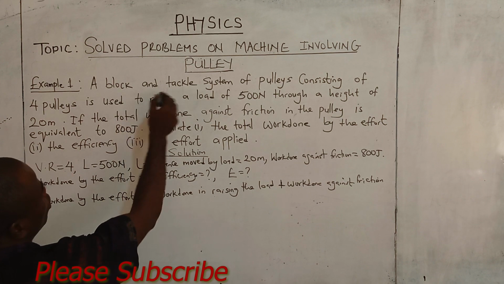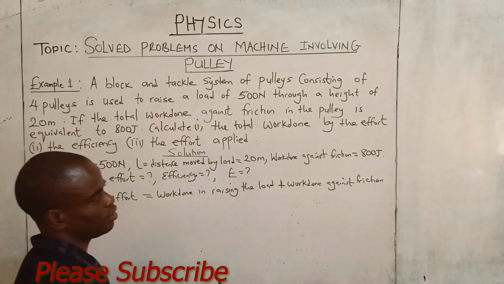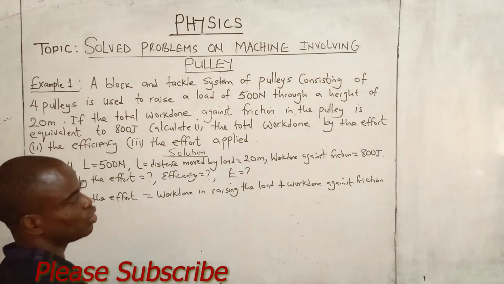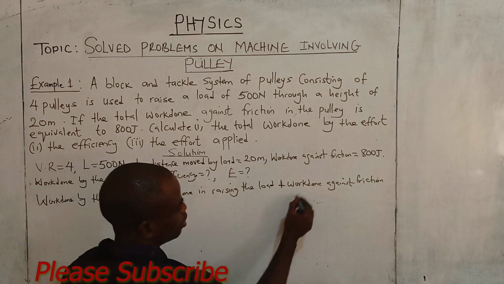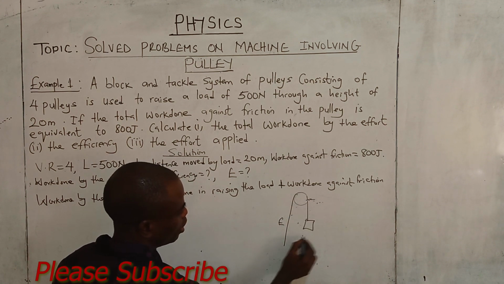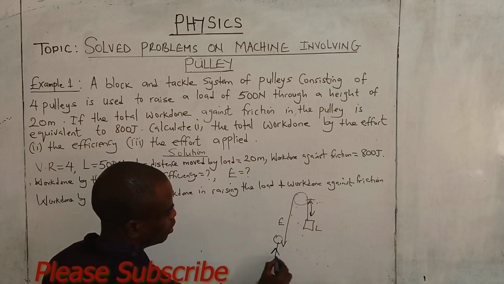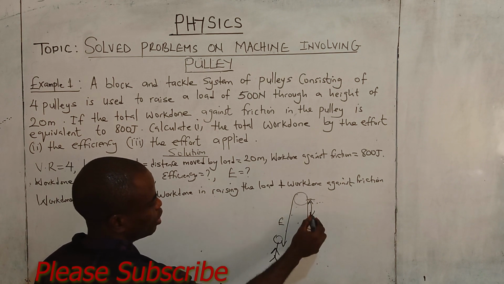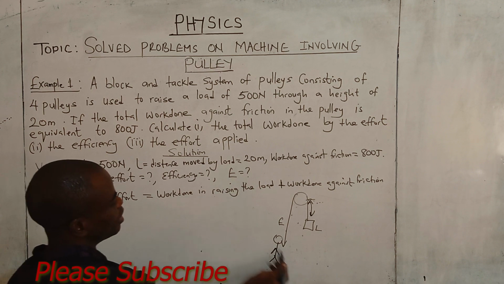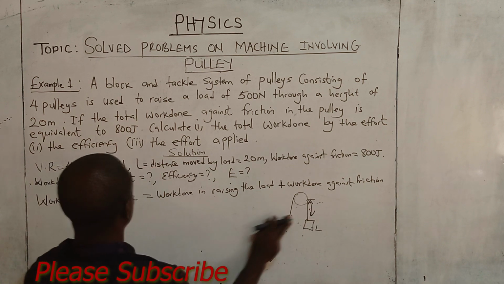Now, we are dealing with a block and tackle system of pulleys. When you are trying to raise the load up, you are pulling it, there will be friction between the pulleys as you are raising it. This is the pulley, there's a load here, and you apply the effort, and the frictional force is taking place here. This is the load, the distance moved by the load, the effort applied, this is the man. Work done against the friction plus work done in raising the load, load times distance moved by the load, will give you the work done by the efforts.